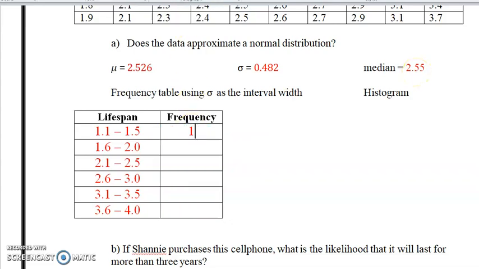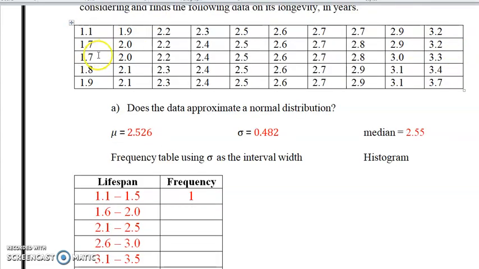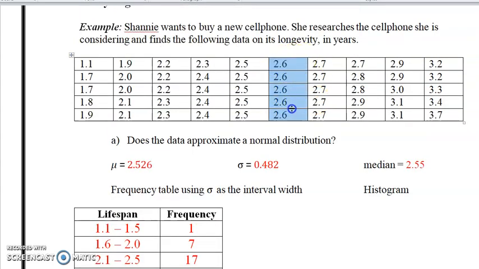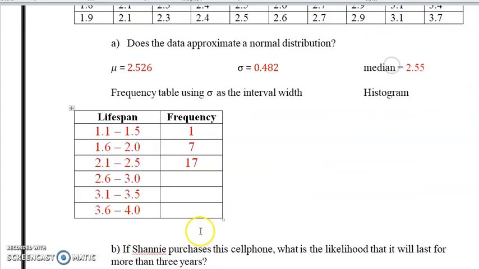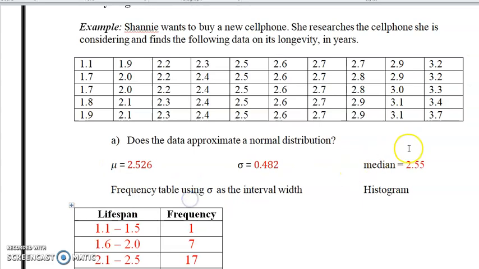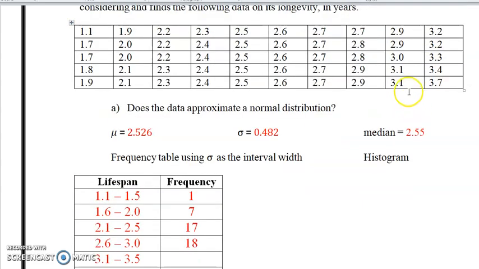So this is here once. 1.6 to 2, so it's 1, 2, 3, 4, 5, 6, 7. 2.1 up to 2.5, so we got 1, 2, 5, 5, all these, so it's going to be 15, 16, 17. And then 2.6 up to 3, so it's going to be 5, 10, 15, 18. And 3.1 up to 3.5, so it's 1, 2, 3, 4, 5, 6.